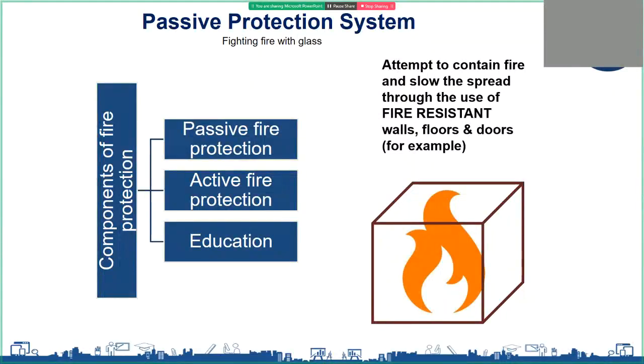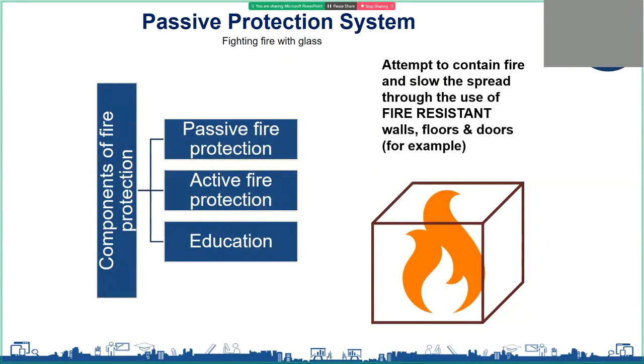Whereas coming to the passive system, it is the use of integral fire-rated doors, walls, and partitions. The main objective of passive fire protection is to attempt to contain fire and slow the spread of fire through the use of fire-resistant walls, floors, and doors. So that is what we call the passive fire protection system.